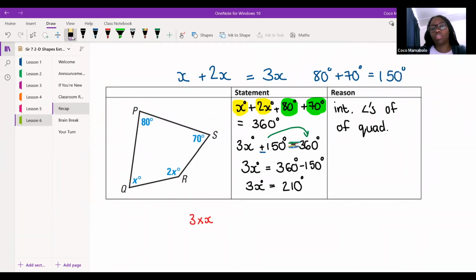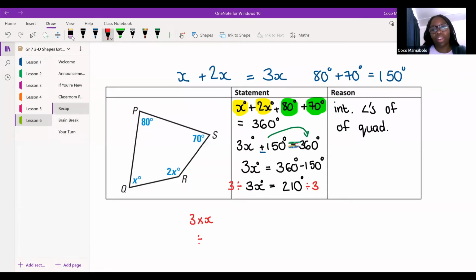Nice, Smita. Good. So we know that the inverse operation of multiply is divide. So what I'm going to do is divide by 3 on this side, and what I do on this side, I do on this side as well. Divide by 3.